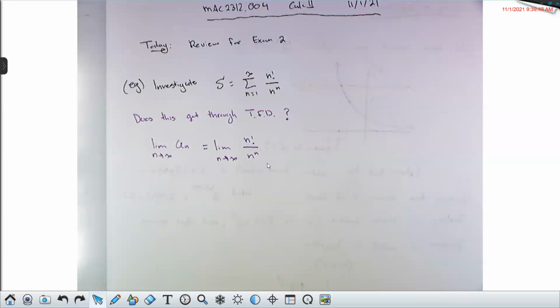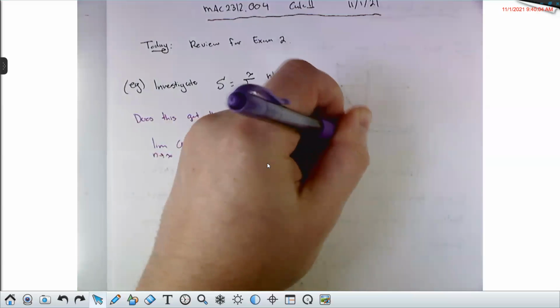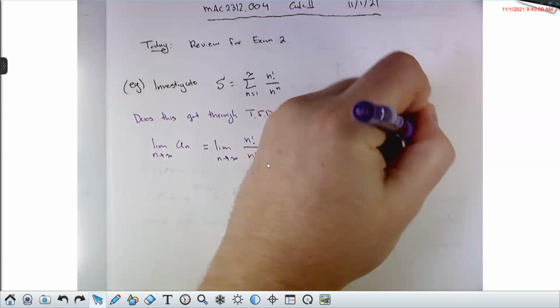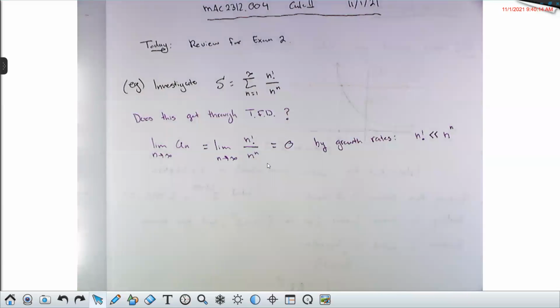Not just bigger though. So Richard's comment, bigger or 0 because n to the n is bigger. Well, 5 is bigger than 3, but 3 over 5 is not 0, right? It's 0 by growth rates. Remember that n factorial is less than n to the n. This is like the far right-hand side of our growth rates theorem. So if you remember this, then you can tell me that n factorial over n to the n goes to 0 by growth rates.